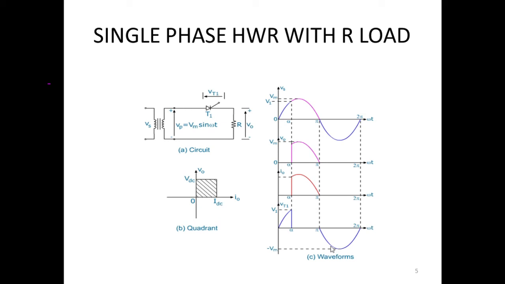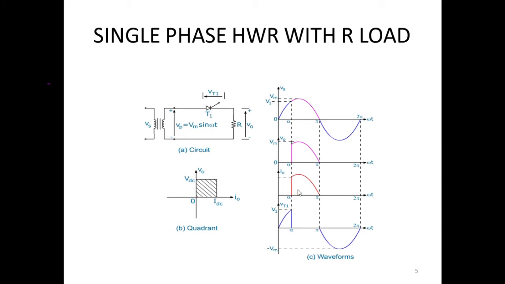This is the thyristor T1. This is the output voltage. We can say VT1 is the thyristor voltage. What the thyristor voltage will be is shown here, and this is during the negative half of the cycle.